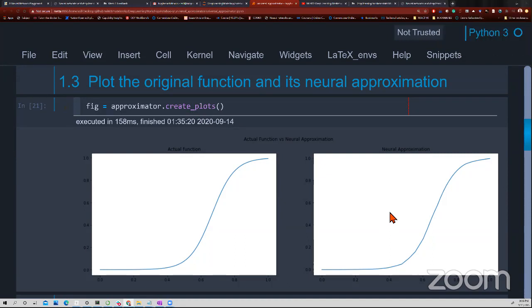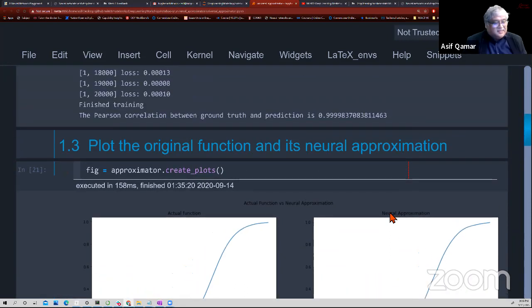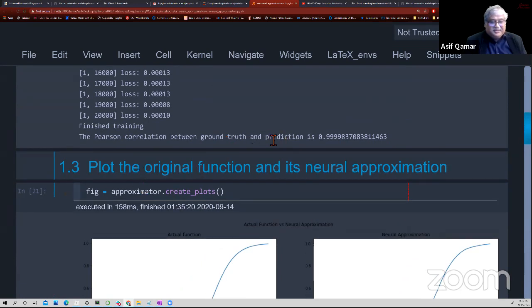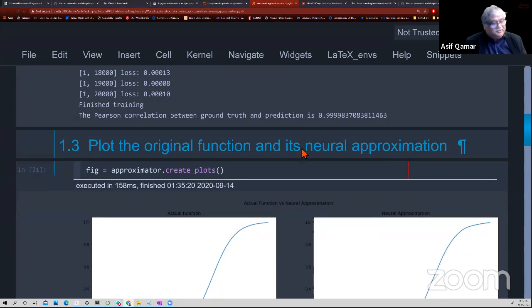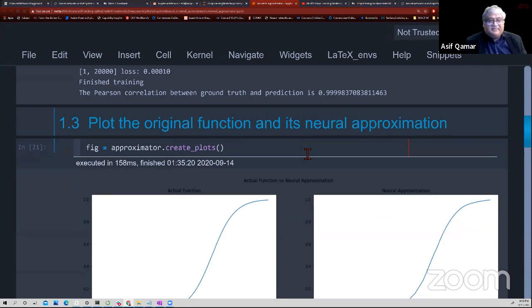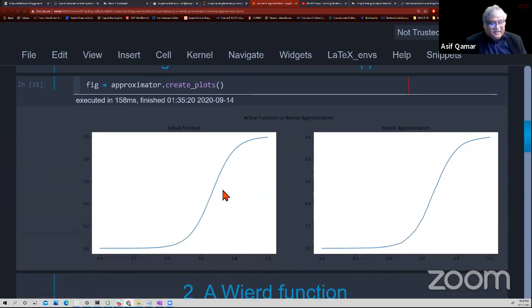Agreed. Pretty good. And let's look at the correlation. The Pearson correlation between the ground truth and prediction is 99.9984%. For all practical purposes, you have a very good approximation to the underlying ground truth.